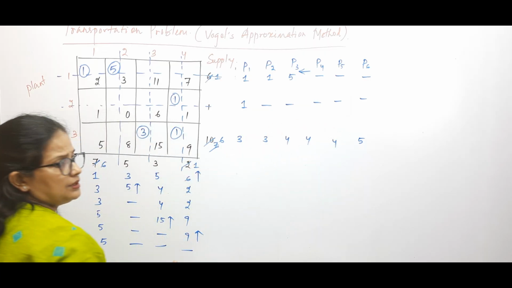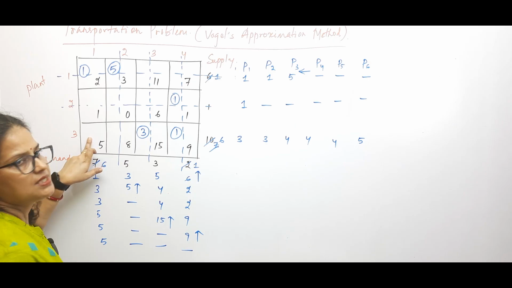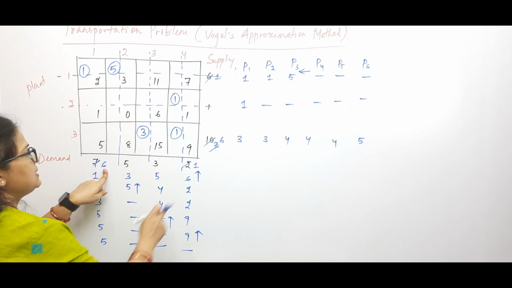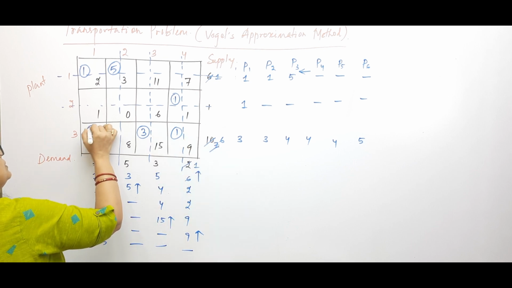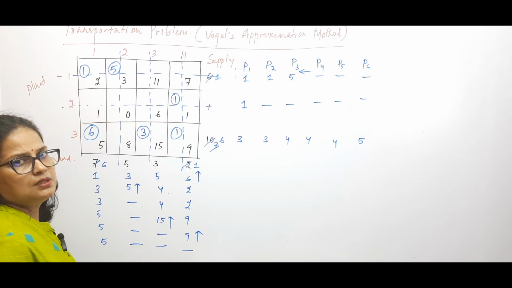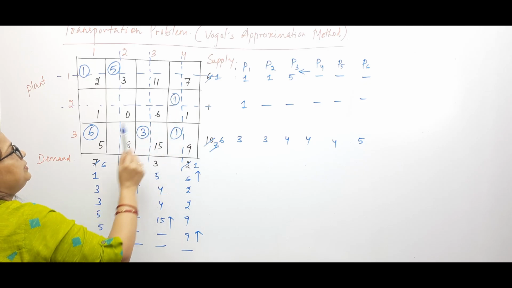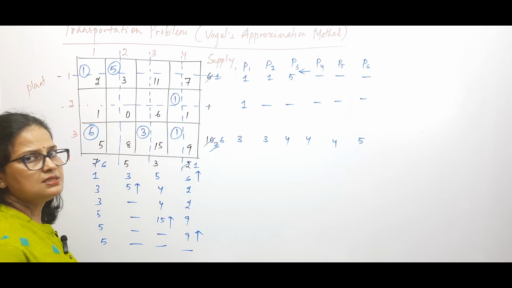We can do only one column, only one cell is left here. So we can do the allocation. Here the demand is 6 and the supply is also 6. So we can do the allocation here. We can check now what is the number of allocations. 1, 2, 3, 4, 5 and 6. So the number of allocation is 6.